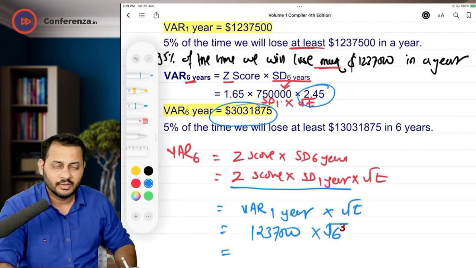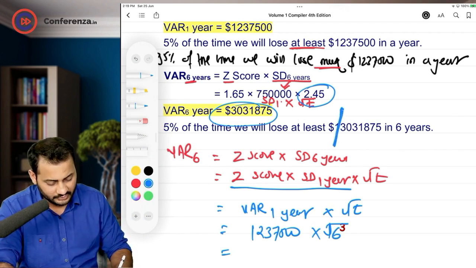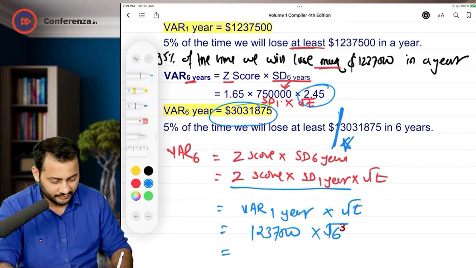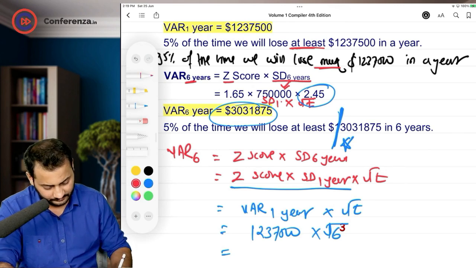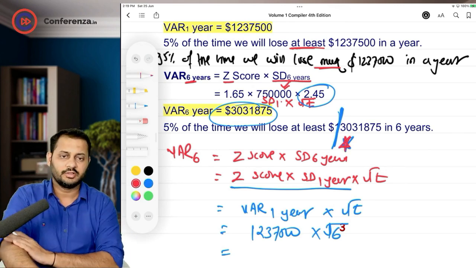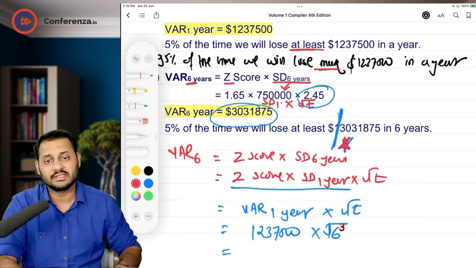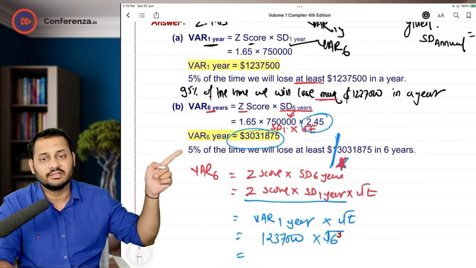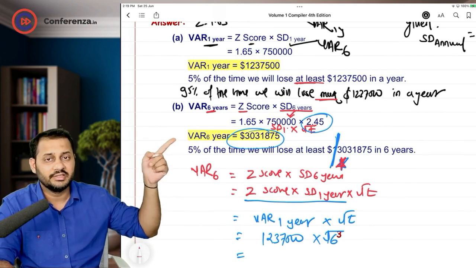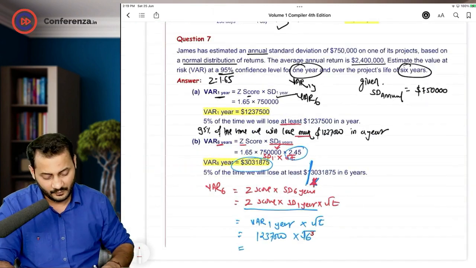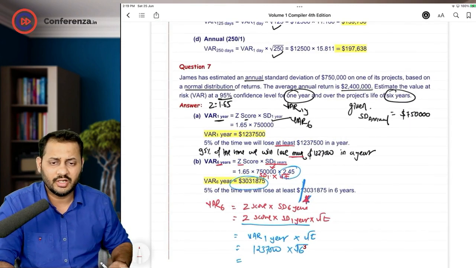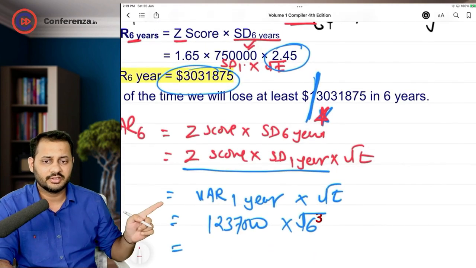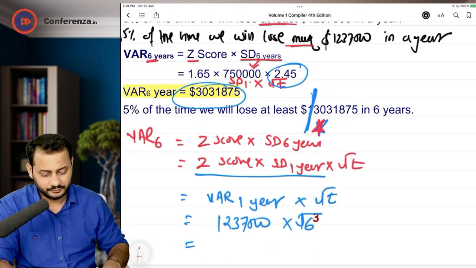30,31,875. There is one correction. Please remove this 1 after the dollar. That is just a printing mistake which we have to correct. 30,31,875 is the maximum that we will lose at 95% confidence level in 6 years. Now this 30 lakhs is in 6 years, the loss. Are we cool with this? We could have directly used this formula instead of all this. VAR for 6 years can be just written as VAR for 1 year into under root t.